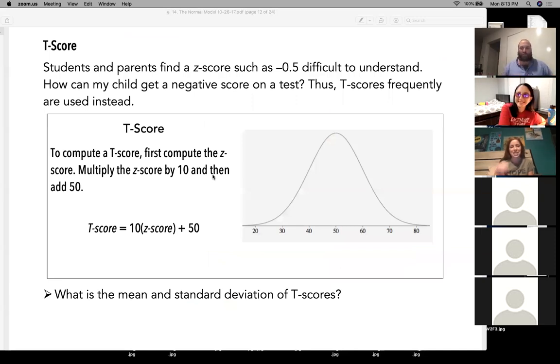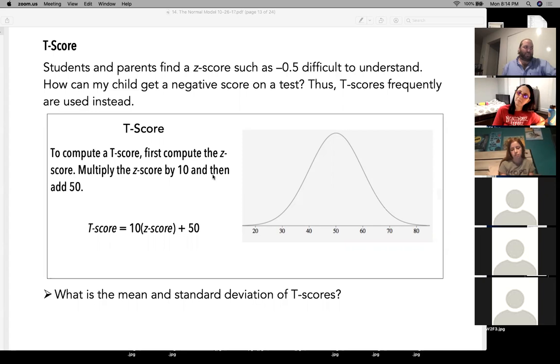Okay. So T-score. Students and parents find a Z-score such as -0.5 difficult to understand. How can my child get a negative score on a test, they say? Thus, T-scores frequently are used instead. To compute a T-score, first compute the Z-score. So you've got to do that anyways.